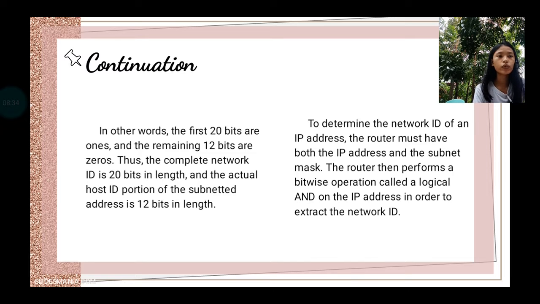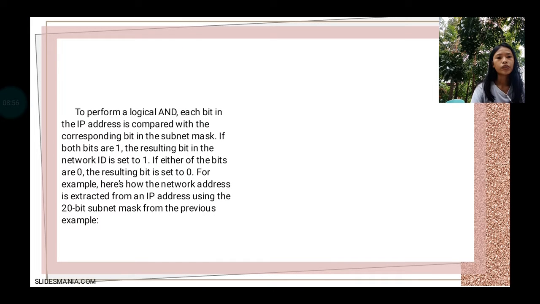So, to determine the network ID of an IP address, the router must have both the IP address and the subnet mask. The router then performs a bitwise operation called a logical AND on the IP address in order to extract the network ID. To perform a logical AND, each bit in the IP address is compared with the corresponding bit in the subnet mask. If both bits are 1, the resulting bit in the network ID is set to 1. If either of the bits are 0, the resulting bit is set to 0.